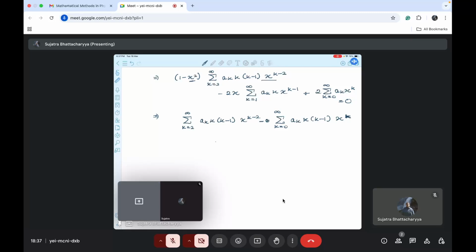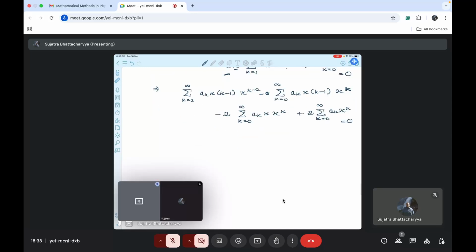Fine. Next, minus 2, this term we are writing. So k is equal to 0 to infinity, because there is an x which will get multiplied with x to the power k minus 1 to get x to the power k. So a_k k x to the power k. Right? And finally, 2 times the original one, the summation k is equal to 0 to infinity a_k x to the power k, which is equal to 0. So after solving, we are getting this.